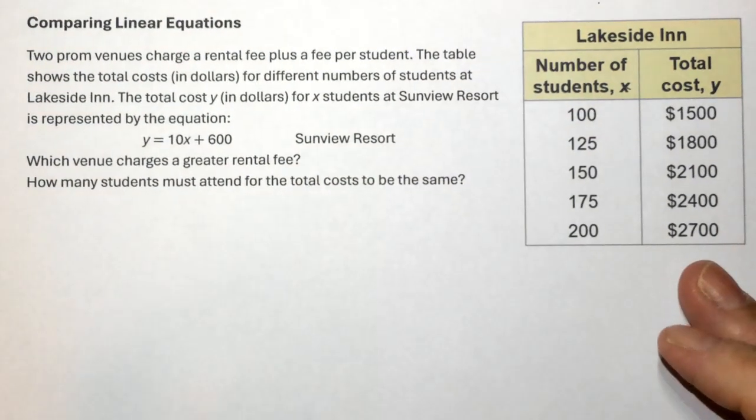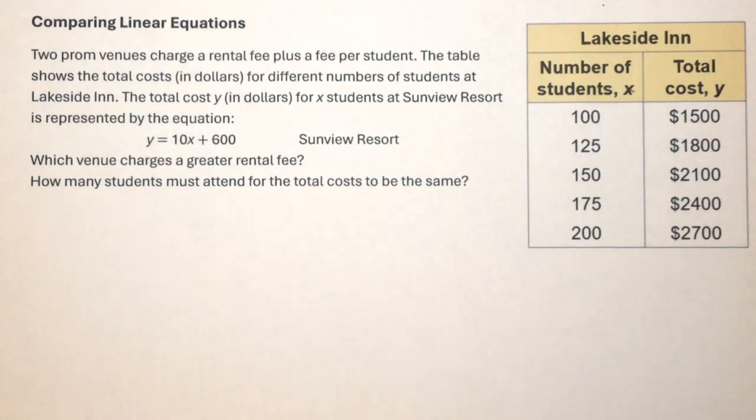All right, so we're comparing linear equations. Two prom venues charge a rental fee plus a fee per student. The table shows the total cost in dollars for different number of students at Lakeside Inn. The total cost Y in dollars for X students at Sunview Resort is represented by the equation below. Which venue charges a greater rental fee? How many students must attend for the total cost to be the same?